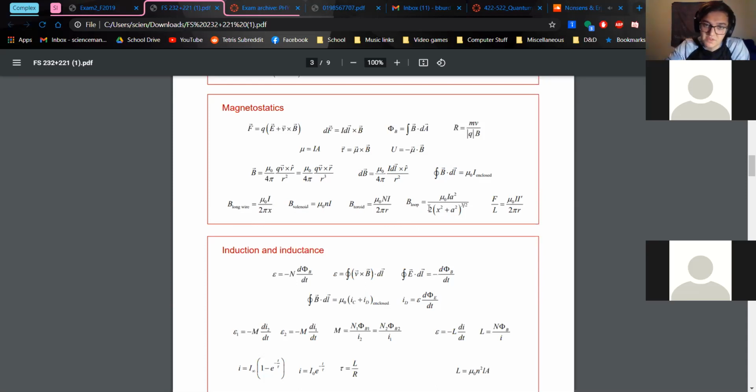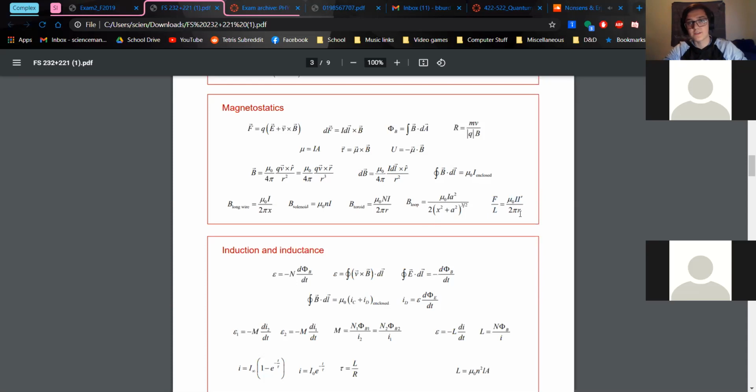That's what it is. And the B field due to a loop is this, but this only applies along the axis that the loop is on. So if I have a loop like this, then my I is where the axis is. So that's what it's referring to. It's very hard to describe the B field off that axis.